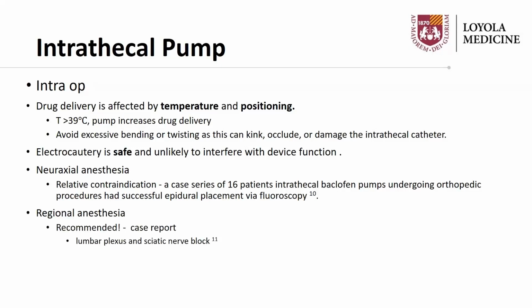What about regional anesthesia? It is also recommended. A case report describes the successful use of lumbar plexus and sciatic nerve blocks as a primary anesthetic for a left total knee arthroplasty. This was a particular patient with cerebral palsy who was using an intrathecal baclofen pump. The catheter was used even postoperatively for successful pain control, so it was a very good option.